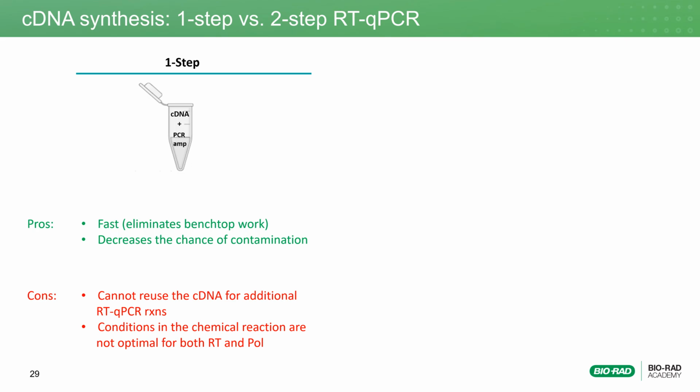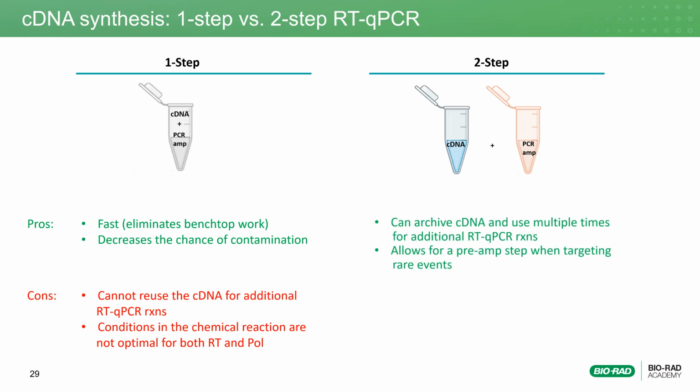Additionally, because the reverse transcriptase and polymerase require unique environmental conditions to operate at optimal efficiency, they will likely suffer some suboptimal performance when included in the same conditions within a one-step reaction. In a two-step reaction, a scientist has the option of collecting the cDNA generated from reverse transcription and storing it for later use if desired.